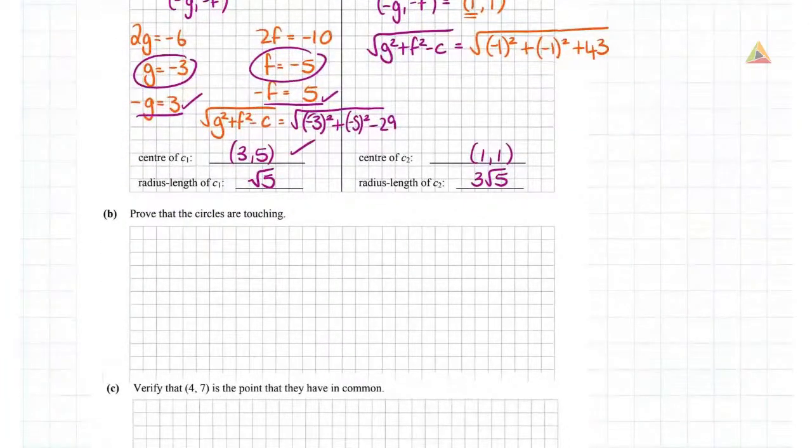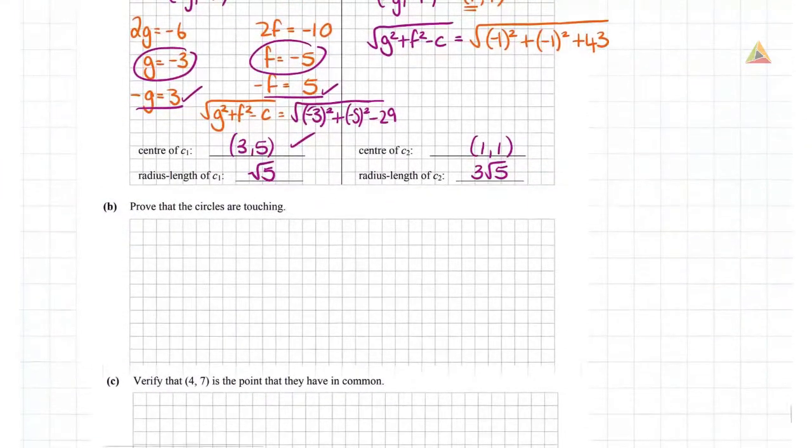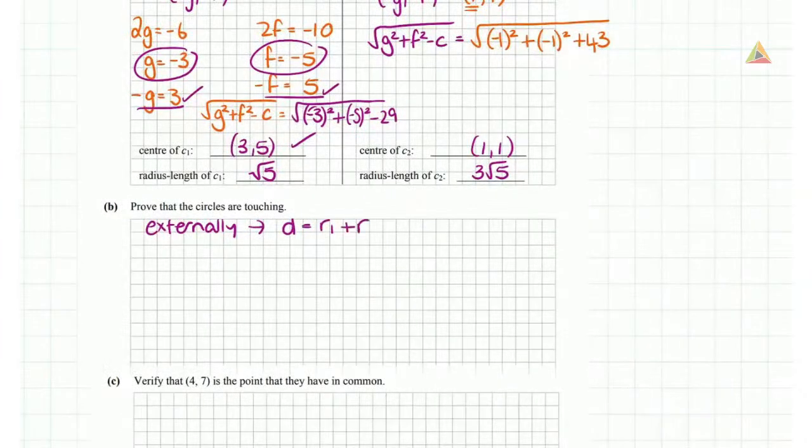Okay, so prove that the two circles are touching. So we know that if they're touching externally, so this is what we've just said above, then the distance between the centres is going to be equal to radius 1 plus radius 2. And if they're touching internally, it's the opposite, then the distance between the centres is going to be equal to R1 minus R2.